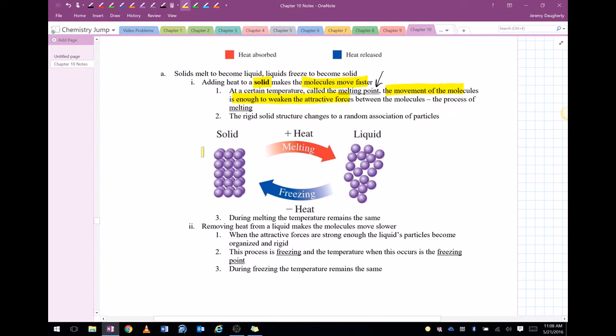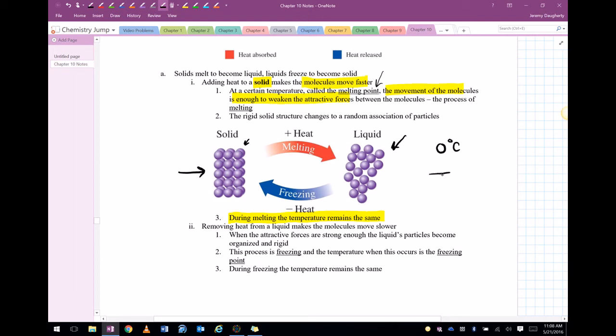So here's what I was talking about. Here's this solid, rigid structure. If we put energy into it, these guys are going to move around a lot, and they're going to become a liquid. And so once they do that, the structure isn't as rigid as it was. And this is huge. During melting, the temperature remains the same. We often use ice, because we all know that ice melts at 0 degrees Celsius.